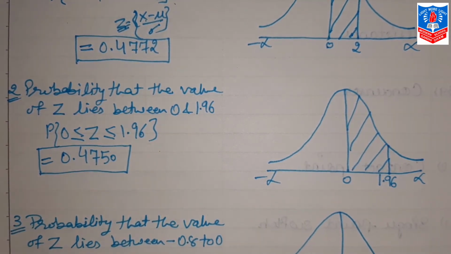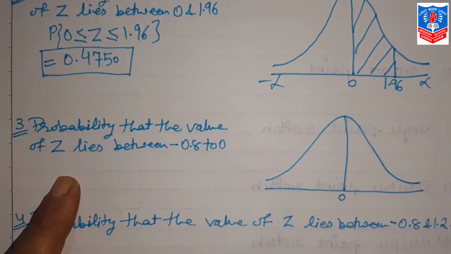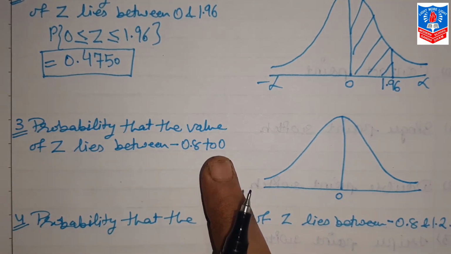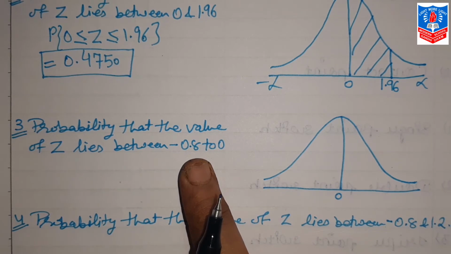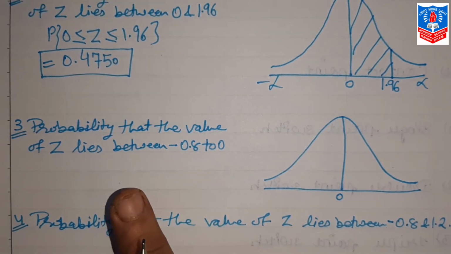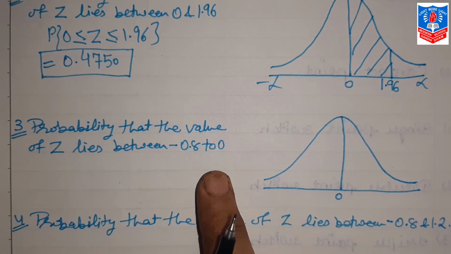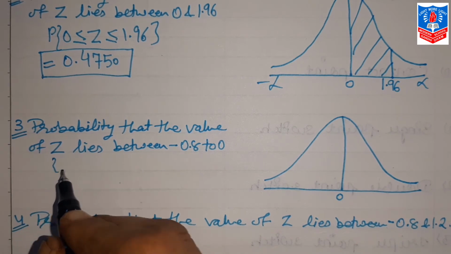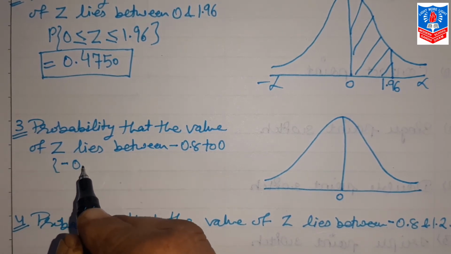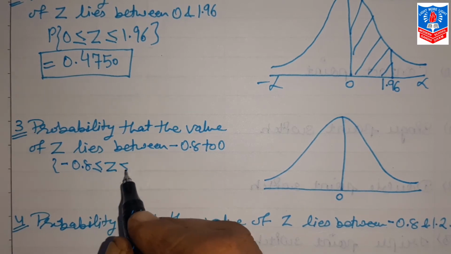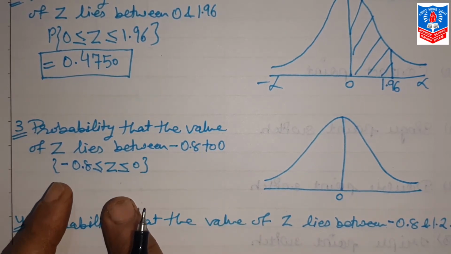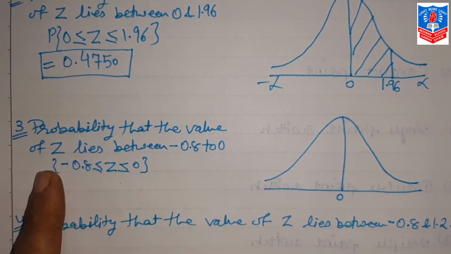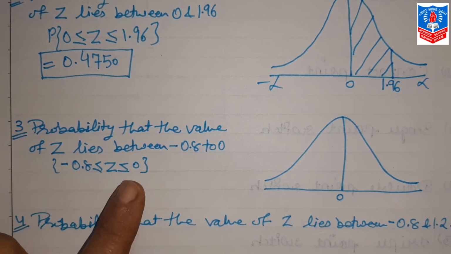Now next is the value of Z lies between minus 0.8 and 0. Remember this, we always go in mathematics from lower to higher. Now this is minus 0.8 to 0. We never write it the other way. Minus 0.8 less than or equal to Z less than or equal to 0. We cannot write 0 less than or equal to Z less than or equal to minus 0.8. Always lower to higher. So minus 0.8 to 0.